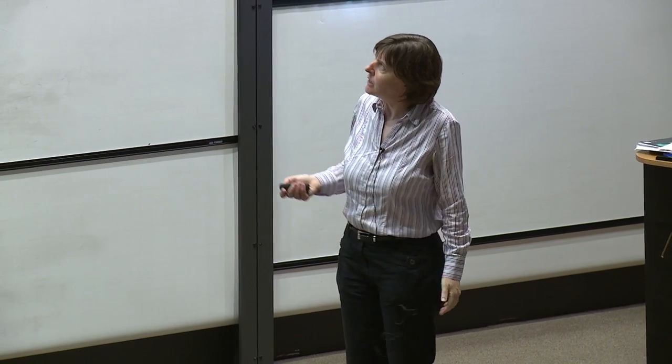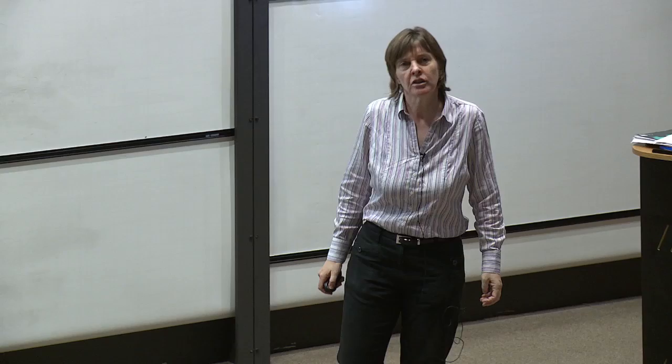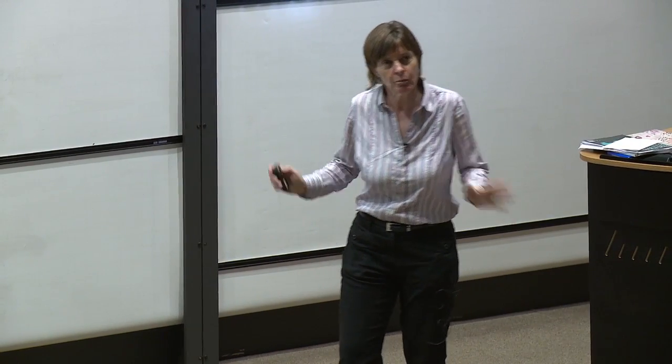The last ice age, or the last glacial maximum, Northern Europe was largely covered in ice. Humans did not live there. And that was only 18,000 years ago. So from the point of view of genetics, that's just a twinkling of an eye. So these large-scale events are really going to have influenced our genetic composition. We can't simply ignore them. They really are going to have affected things.